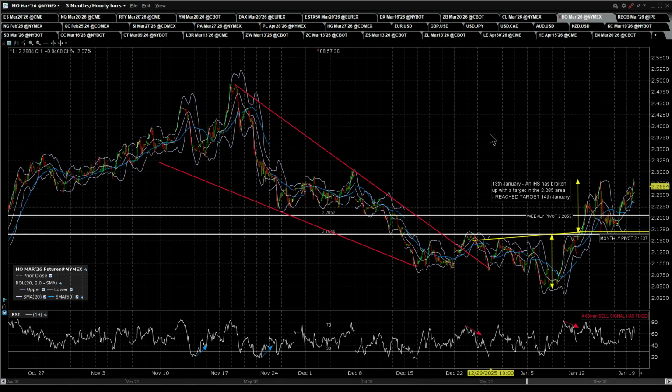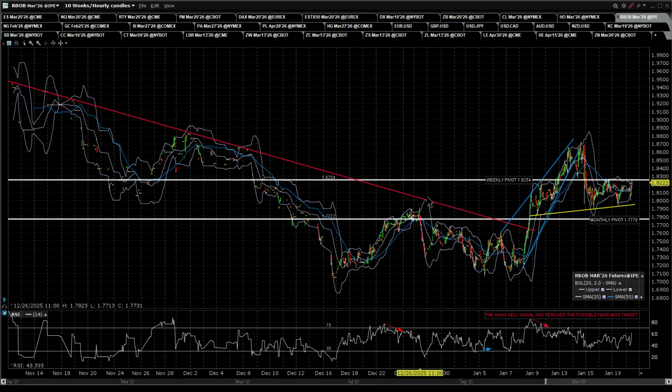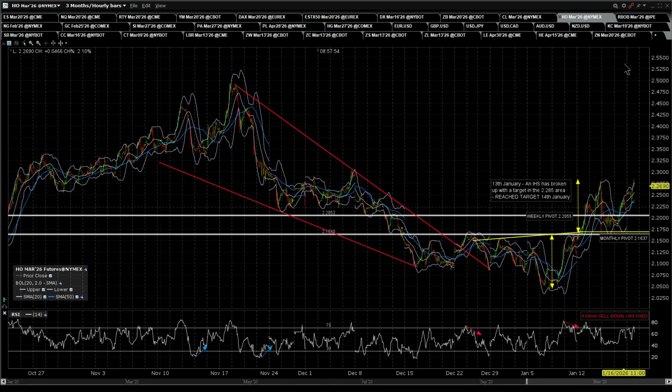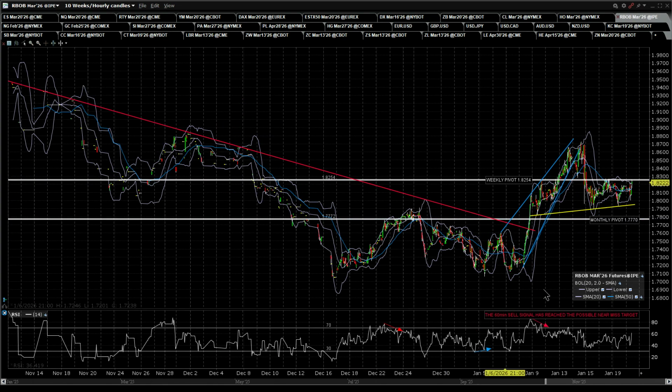We've still got an open 60-minute sell signal on HO, which hasn't failed yet, but might be failing. We had an IHS which broke up. This setup's slightly different because, of course, I've rolled all these into the March contract rather than the February contract now. So the revised setup here on the March chart was an IHS looking for 2285 area, and we've now made that full target. Looking at RBOB, that's the only one with an open sell signal, but as I said, it might be failing. RBOB, 60-minute sell signal reached the possible near miss target.